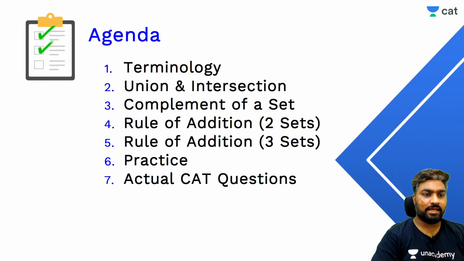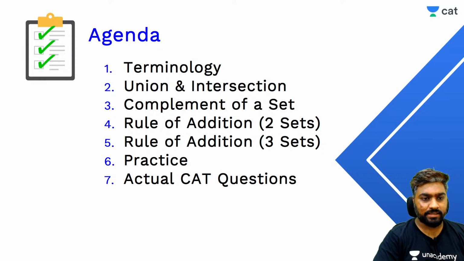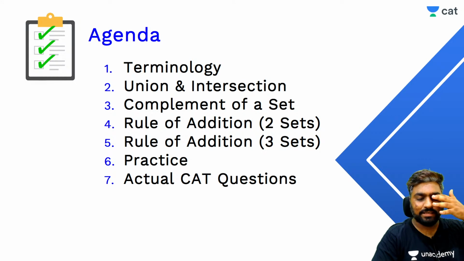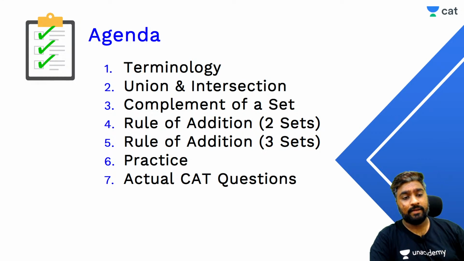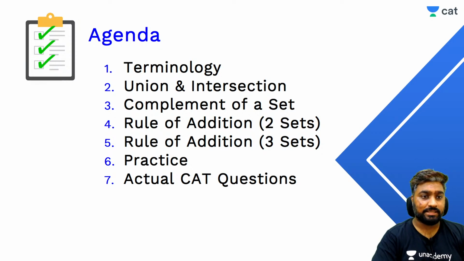This is today's agenda. This 2-hour session will contain us talking about different terminologies regarding set theory. We'll be talking about union and intersection. We'll be looking at what the complement of a set is. Again, we'll be looking at different rules, that is, rules of addition when it comes to 2 sets and 3 sets. 4 sets is a little too complex, so we'll be doing that later. Then we'll be doing some practice questions and actual CAT questions, right? So this is the agenda for today. We'll be aiming at finishing all of this.